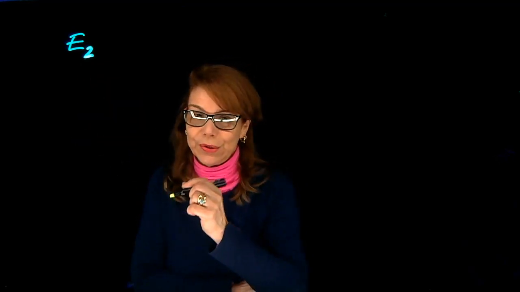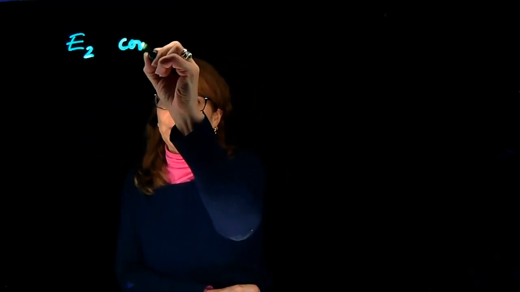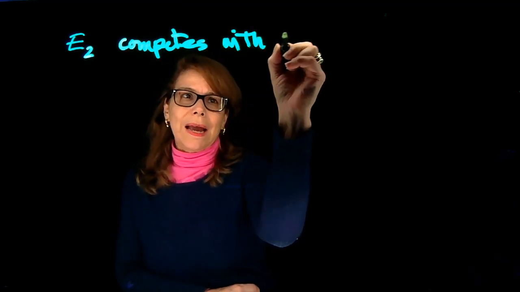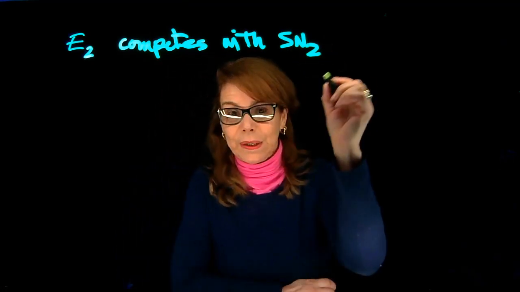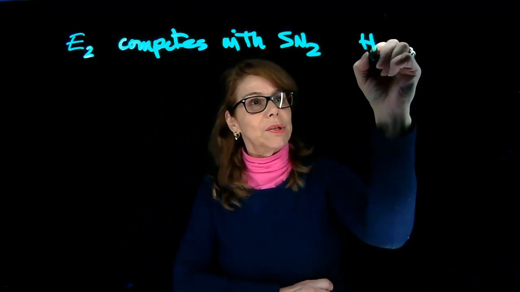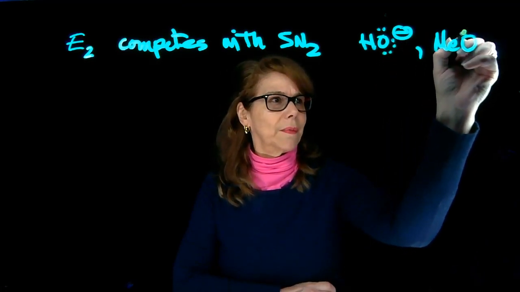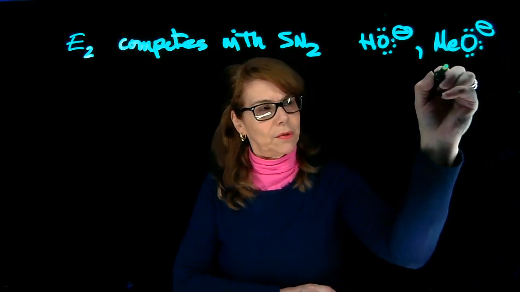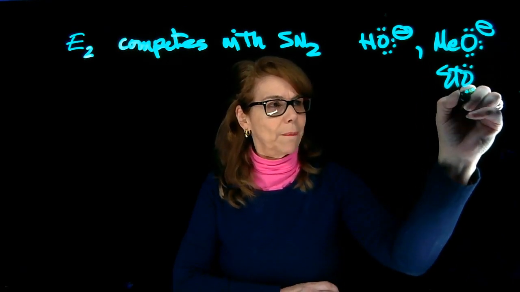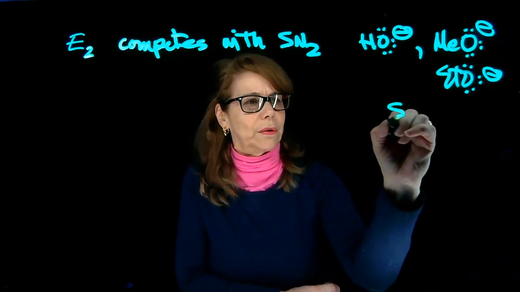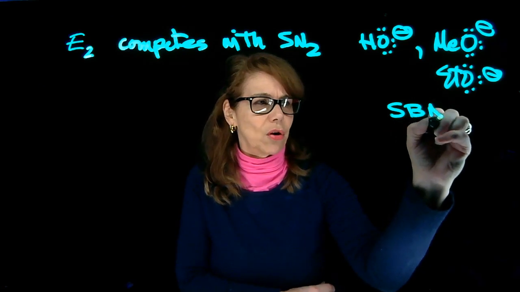We're going to talk about the characteristics of the E2 reaction. This is elimination, order 2, and this is a reaction that competes with the SN2 reaction. And it does it because we need to remember that a species such as hydroxide, methoxide, ethoxide, for instance, are strong nucleophiles, but they are also strong bases. So we are going to classify that as strong base, strong nucleophile.